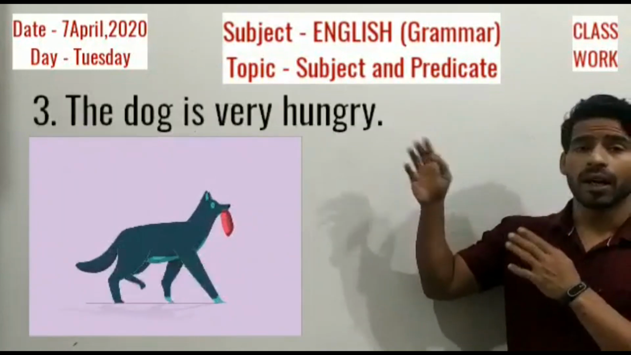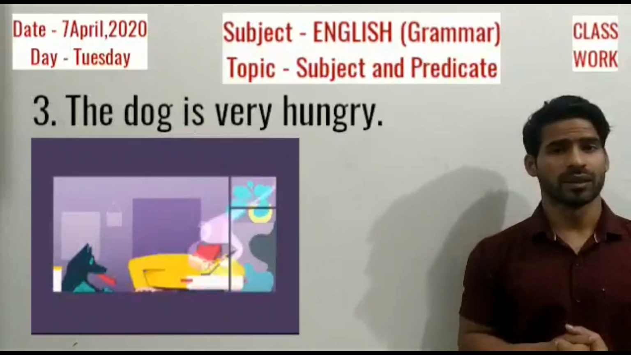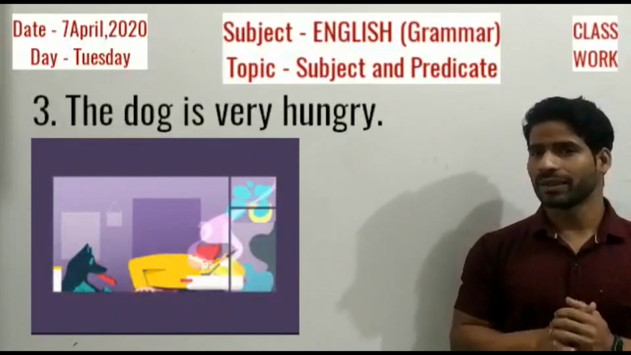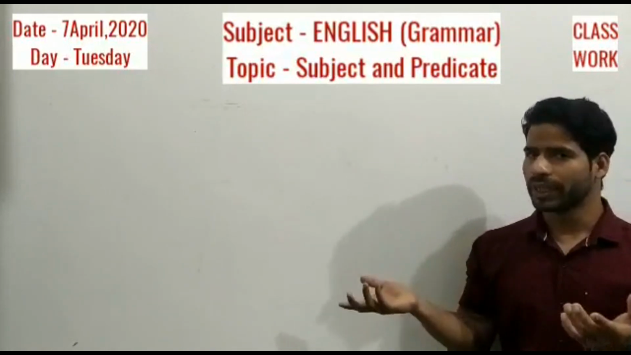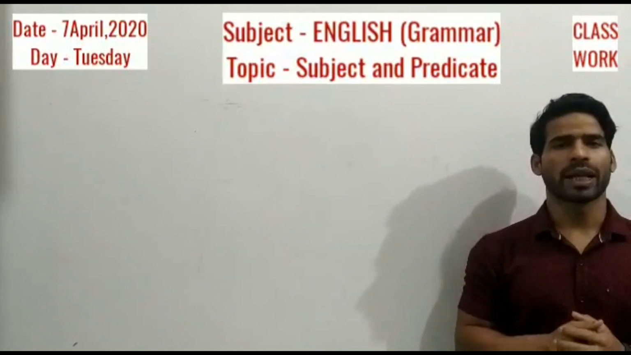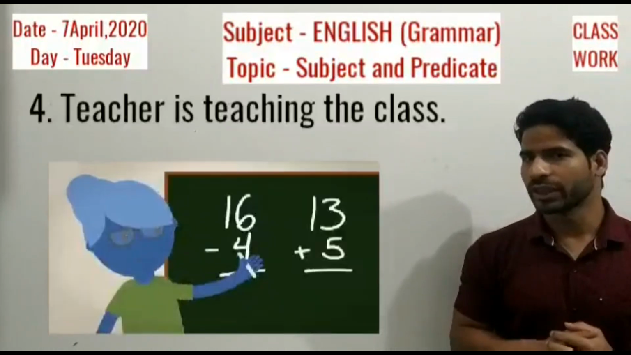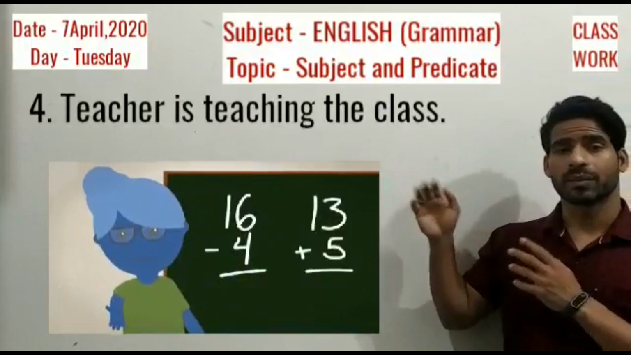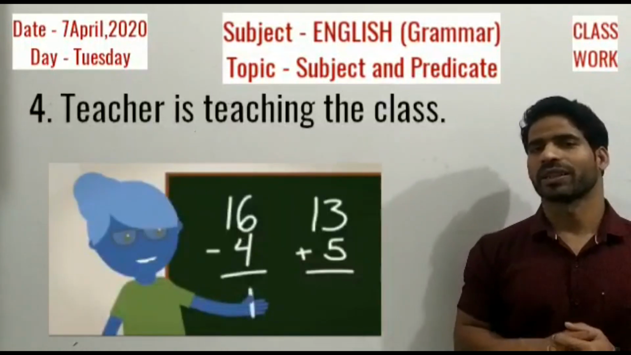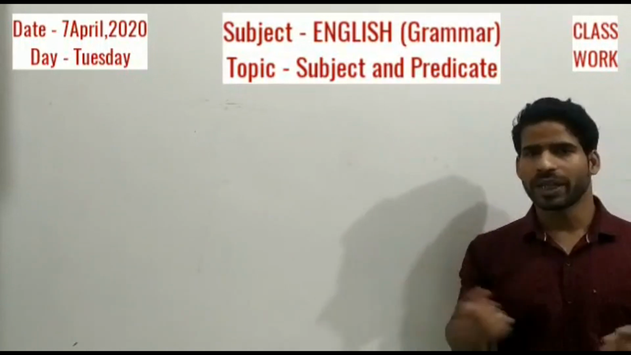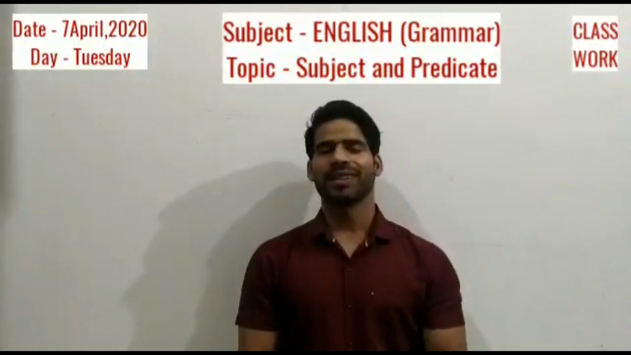The dog is very hungry. So what is the subject here? Yes, the dog is the subject here, and rest of the part is again predicate. Now our fourth and the final example is, the teacher is teaching the class. So can you identify the subject? Yes, the teacher is the subject here and rest of the part is predicate. Very good. You have done a great job.